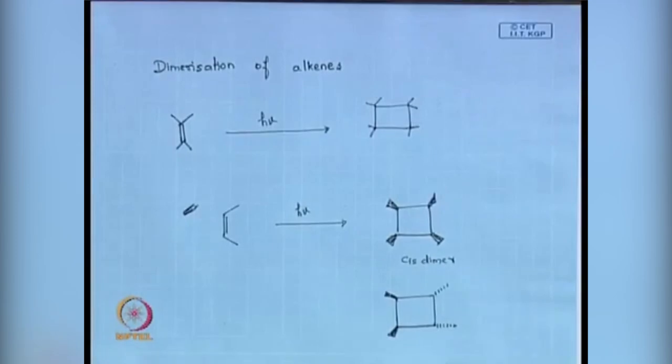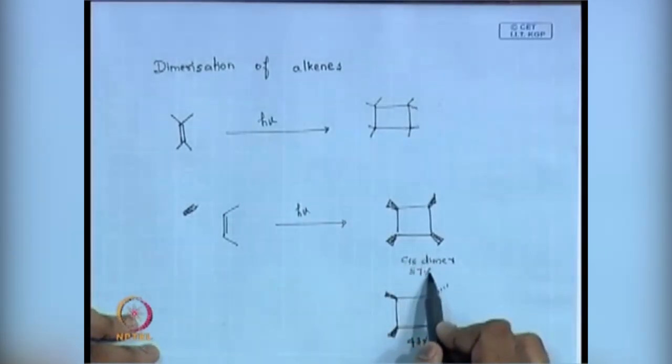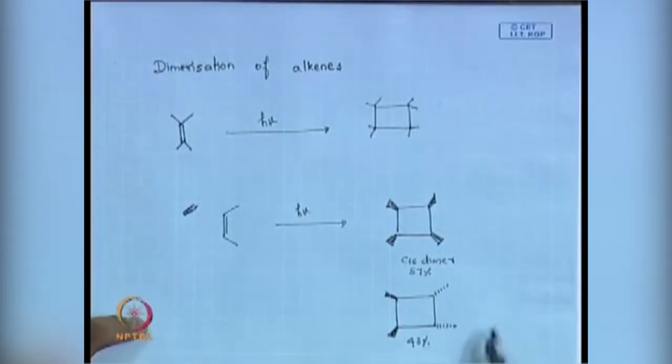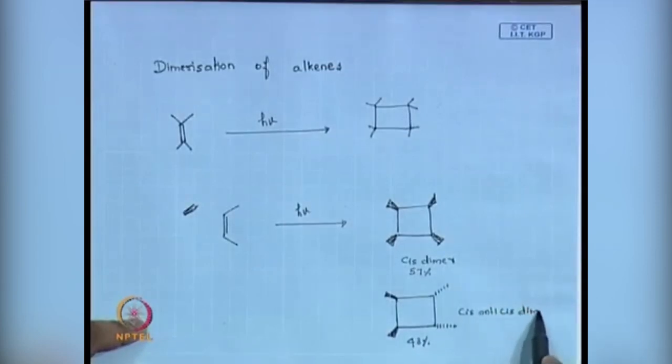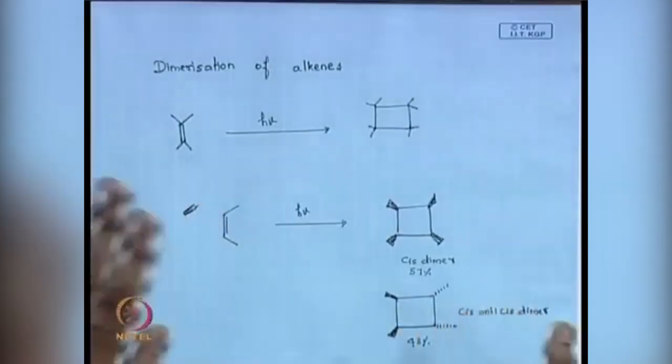You can get this product also, right? So, this will be 43% and this is 57%, and you call this as cis anti cis dimer. This reaction is very concerted type, it happens from the dienic state, so you just add. But the way of addition is that you have two possibilities, it can add like this or it can add like this. So, the addition part is different, clear? Okay.